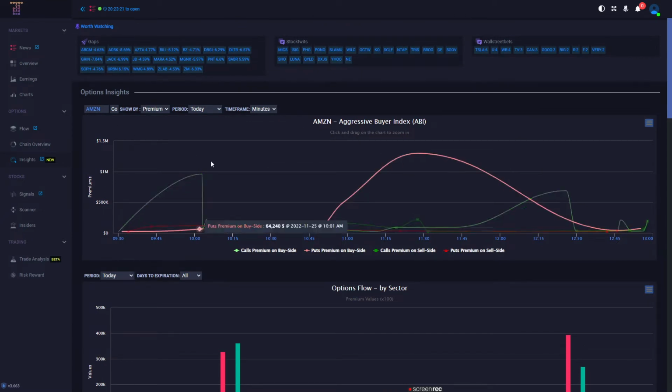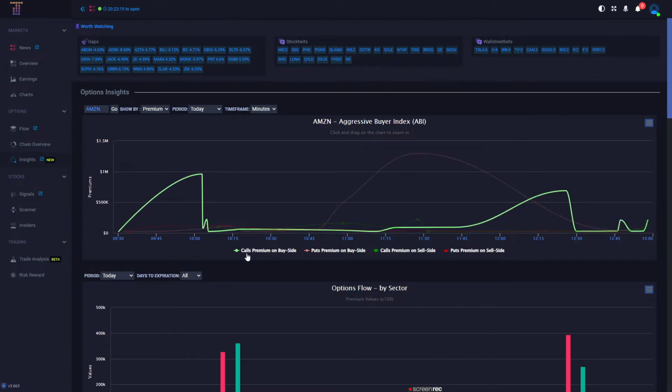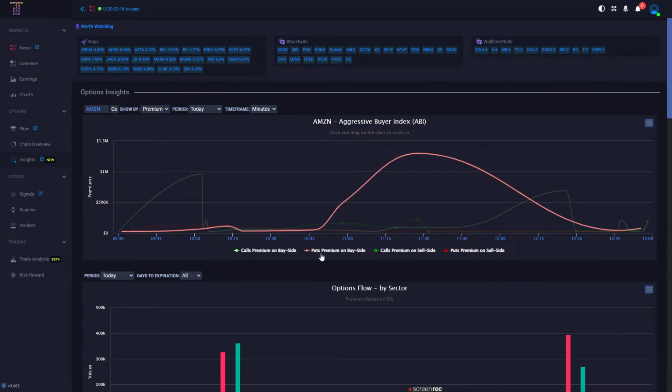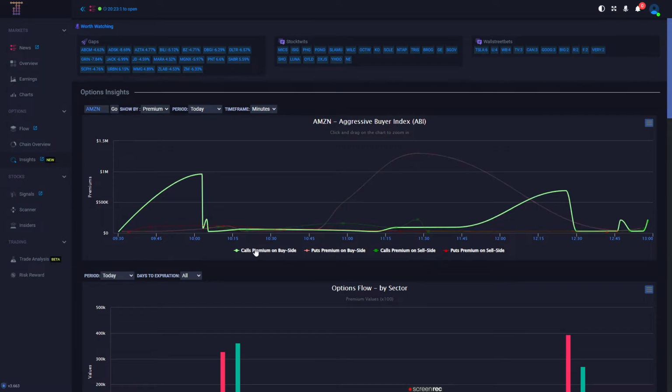And what happens is it breaks down into four categories: call premium on the buy side, put premium on the buy side, call premium on the sell side, and put premium on the sell side. So this pretty much tells you if premium calls or puts are getting bought or getting sold. So if you want to see where money's moving, you'd look for where the buys are coming in.